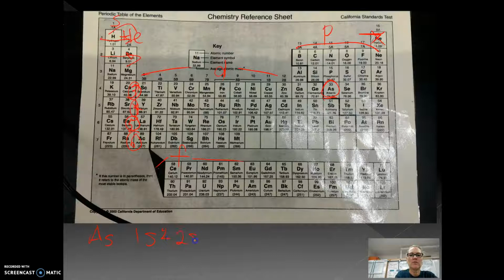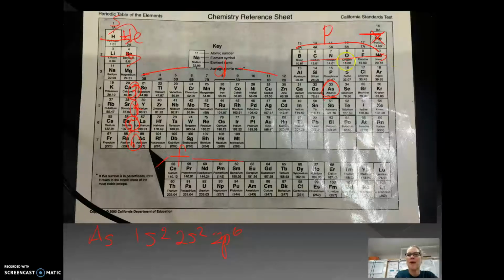1s2, 2s2. Remember, the little 1 means first energy level, S sublevel, 2 electrons. Second energy level, S sublevel, 2 electrons. 1s2, 2s2. 2p holds 6. So we're going to put 2p6.